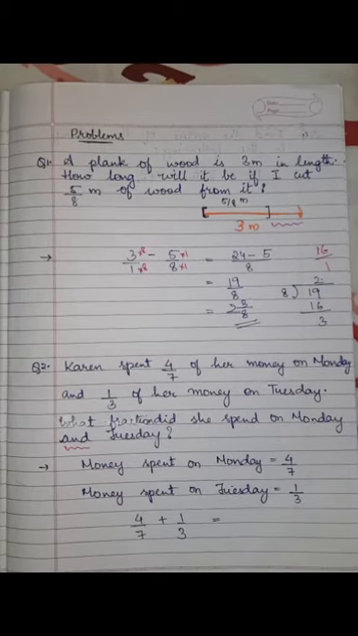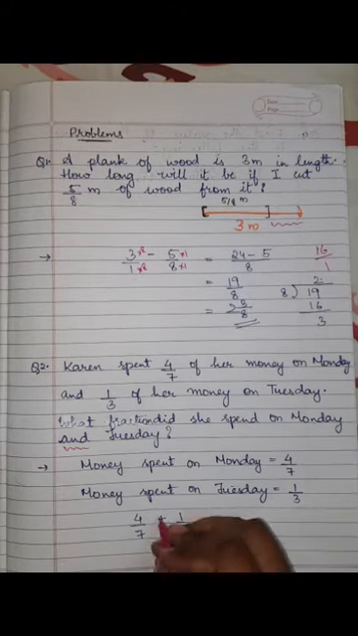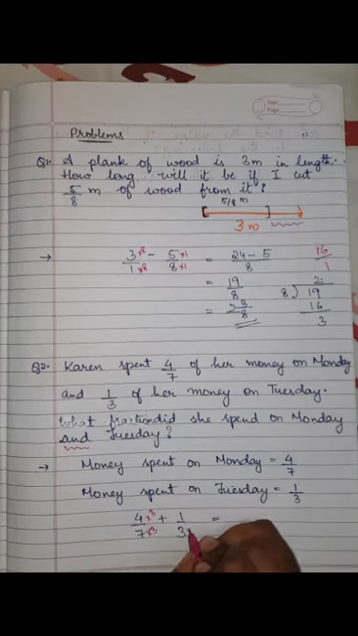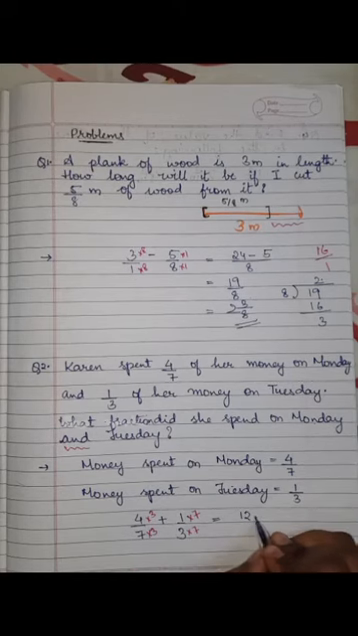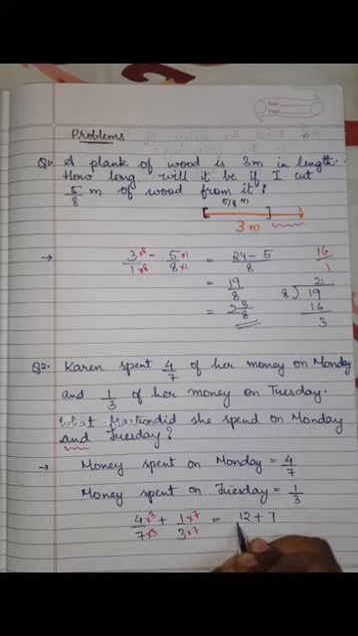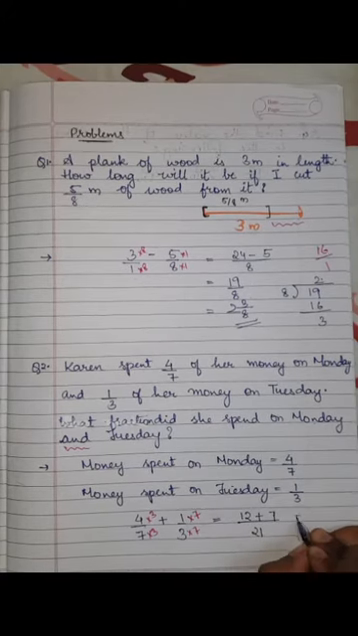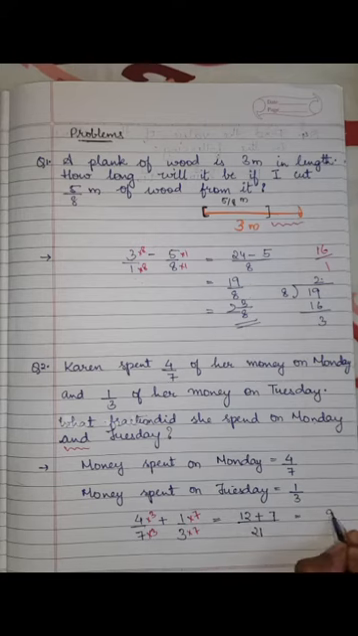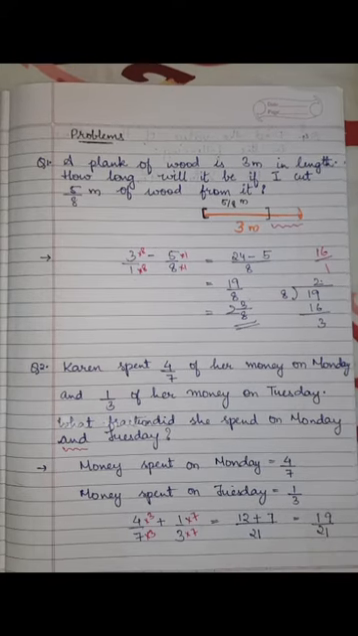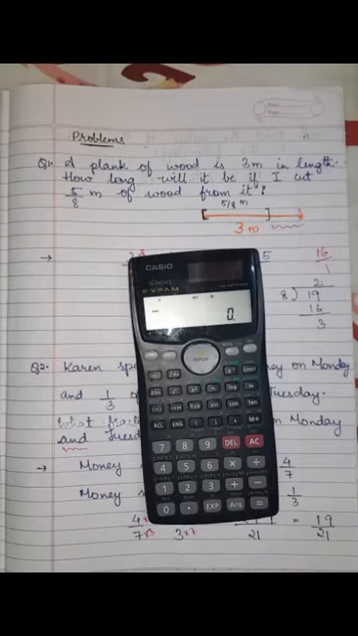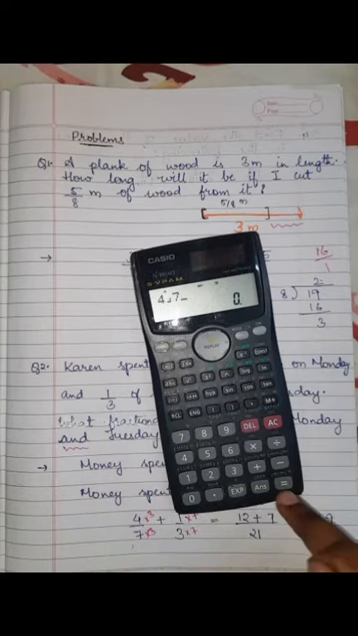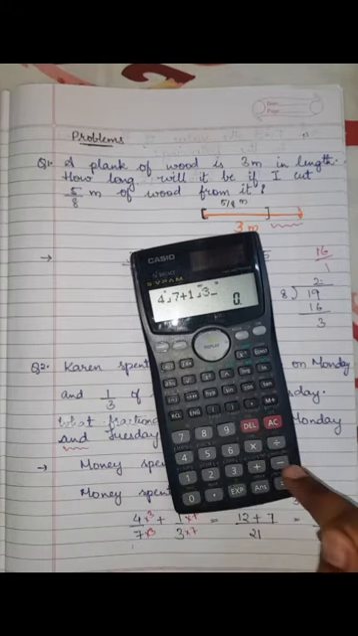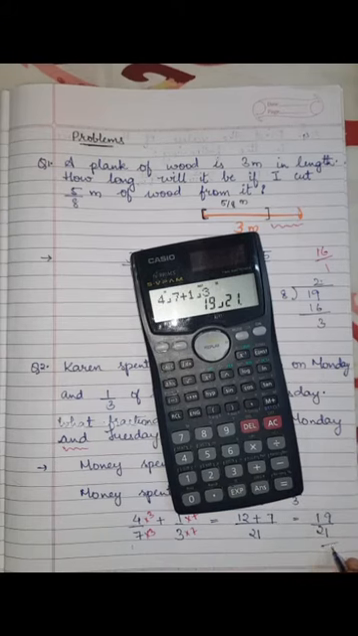Again, two fractions with different denominators, using your LCM method. You will multiply here by 3, here by 3, here by 7, and here also by 7, which will result in 4 3s are 12 plus 7 1s are 7 upon 21, which is equal to 19 upon 21. Yes, also you could do this on your calculator. When you add 4 by 7 plus 1 by 3, it is equal to 19 upon 21.